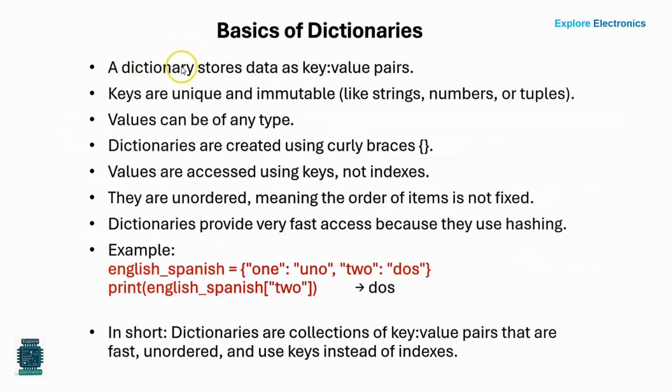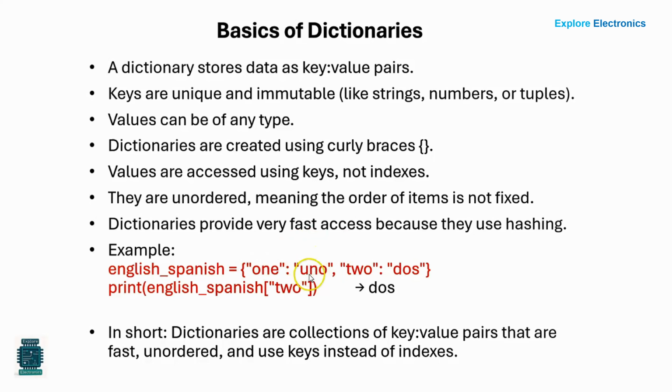What is a dictionary? A dictionary stores the data as key value pairs. For example, English Spanish is equal to one to uno, two to dos. Here one is the English name and uno is the Spanish name for the one. After that, two is the English name, and dos is the Spanish word. It is a key and it is a value. A dictionary is key value pairs. It stores the data in a key value pair. Clear with it? It is a key, it is a value. English is a key and Spanish is a value.